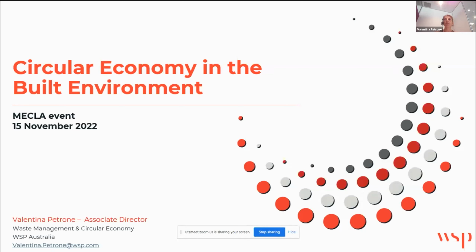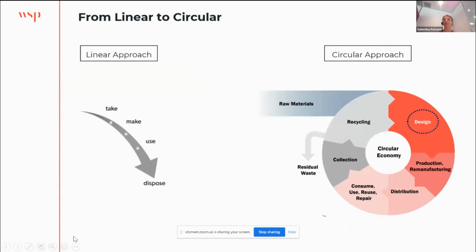I will jump straight into the topic as I'm conscious of time, and I would like to briefly introduce the concept of a circular economy. We are probably all now familiar with the need to shift from a linear approach to a circular approach. In a linear approach, unfortunately, we just take from the environment. We use raw materials to make our products, and also, for the built environment, to build our cities. We use those materials and we just dispose of them.